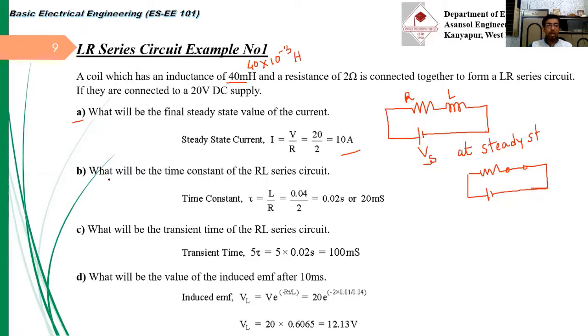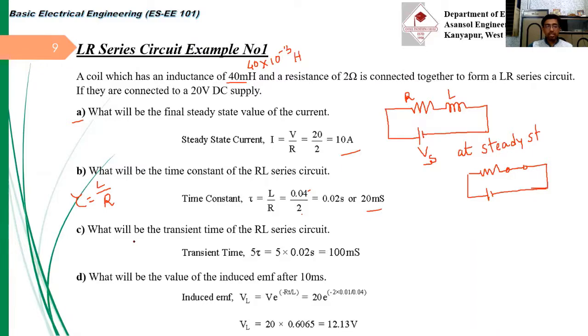What will be the time constant? Tau is called the time constant and its value is L by R. What is the L value? That is 40 millihenry or 40 into 10 to the power minus 3. It can be written as 0.04 divided by 2. That means 0.02 second or 20 millisecond. Fine.